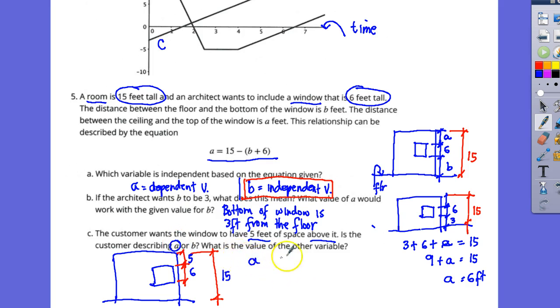And then the second question: what is the value of the other variable? Meaning, what's going to be the distance from the bottom of the window to the floor? It's like asking yourself, 5 plus 6 plus B equals 15. So 5 plus 6 is 11, plus B equals 15. B equals 4. So the bottom of the window will be 4 feet from the floor if you want the space above the window to be 5 feet.